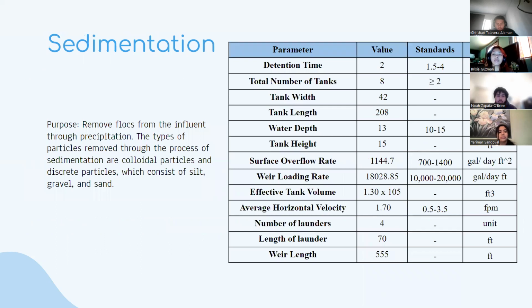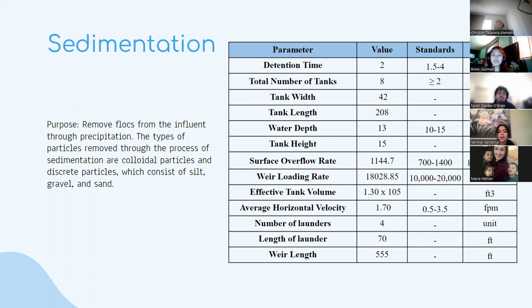So going into sedimentation, the purpose of this is to remove the flocs from the influent through precipitation. The different types of particles that it removes are colloidal particles and discrete particles, which consist of silt, gravel, and sand. This has a higher detention time, which is 2 hours. We will have 8 tanks, which consist of a width of 42 feet, a tank length of 208 feet, a water depth of 13, as well as a tank height of 15.